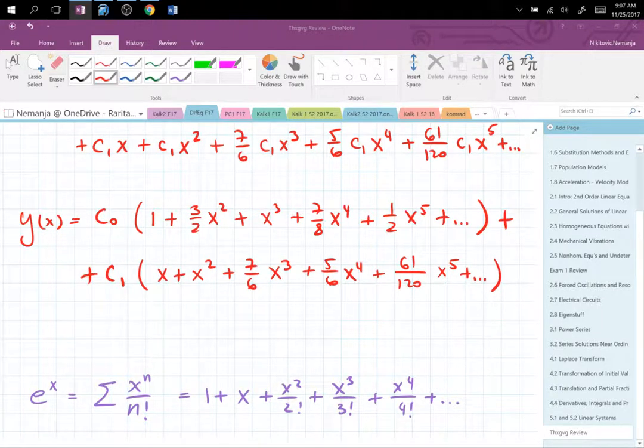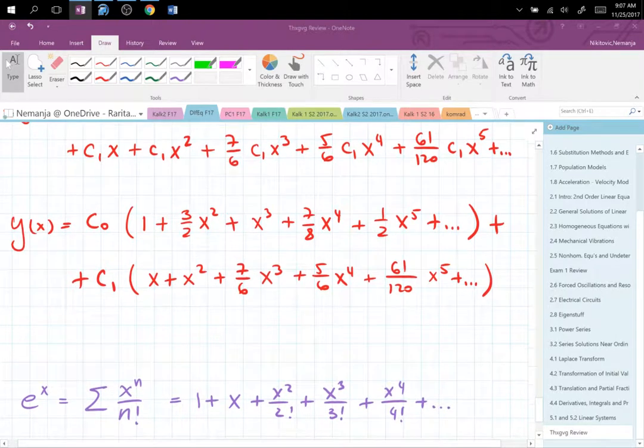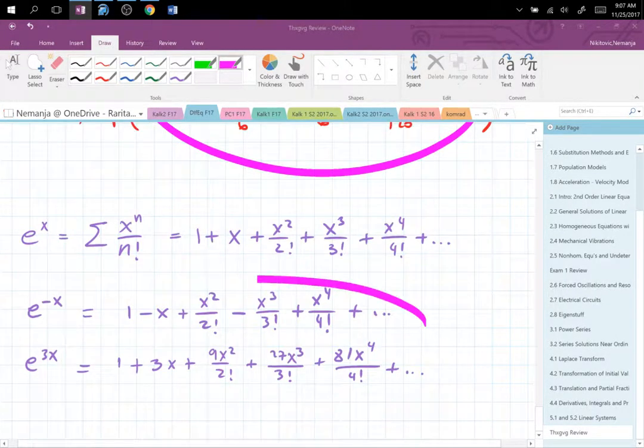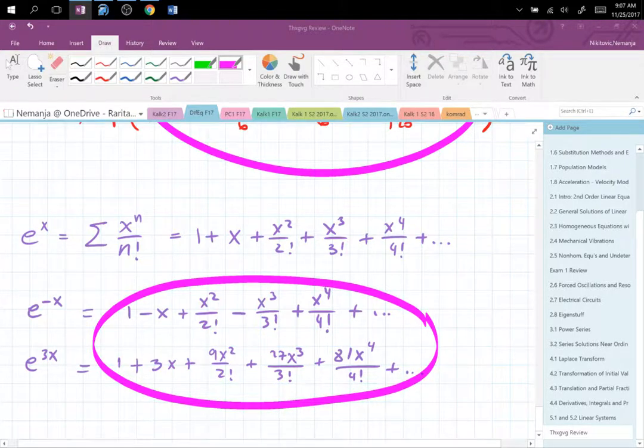But these things in parentheses here, they have to look like this, to be the form of that. Because those would be the power series that give you these two guys, which were the solutions.